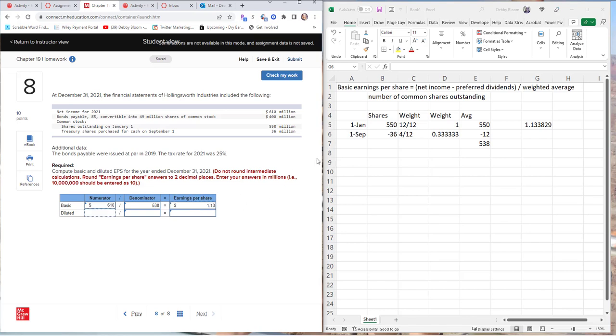Now let's go into our diluted. So we're going to now calculate our diluted. And as I said, the diluted uses basically an if-converted basis. So as I said, we enter the land of pretend, and we pretend that all convertible securities were converted as of January 1st.